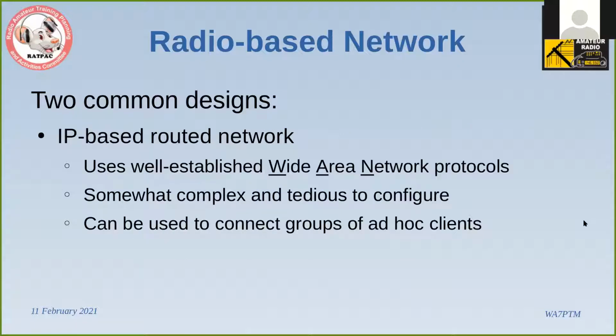The other common alternative, let's put it that way, is an IP-based network that's a routed network, like anything that an ISP would use. Well-established protocols. It's a bit of a chore to configure them. They're not quite as easy. And the neat part about it is if you have a routed backbone like this, you can connect small groups of Arden clients on the ends of this, and then they have a backbone transport.